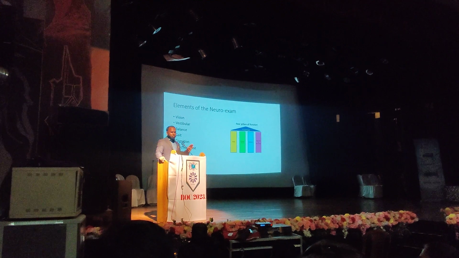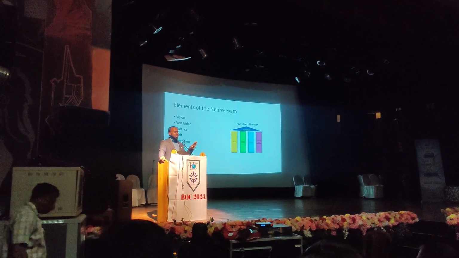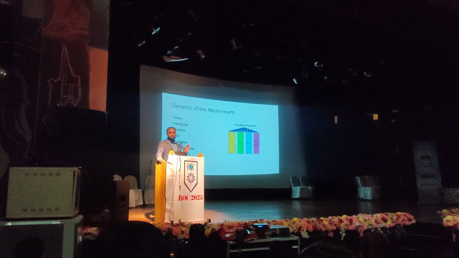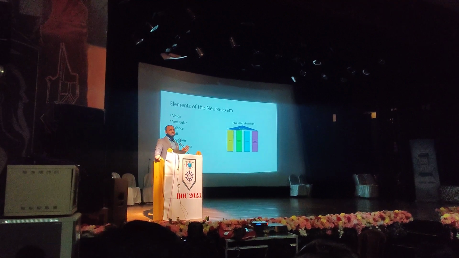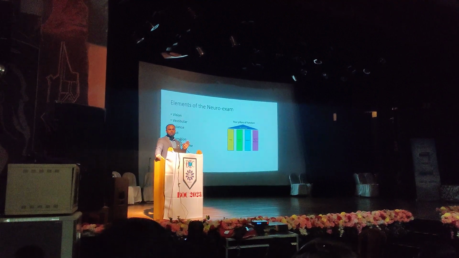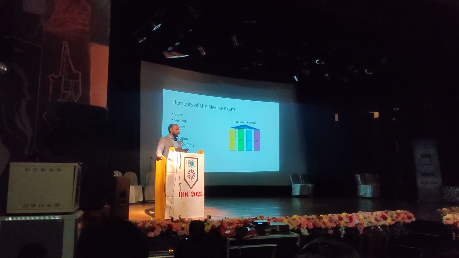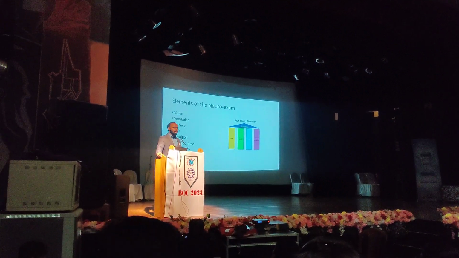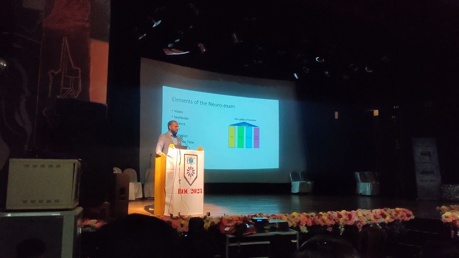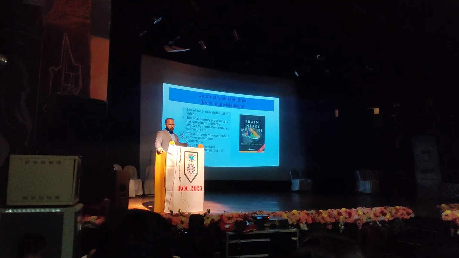So if you talk about the examination part, what are the elements of the neuro examination? You have to see, as I told you, vision. You have to see the vestibular system, which is very, very important. You have to see the balance, the gait, the cognition, and how the patient reacts. You have to check all these elements, then you can conclude anything.